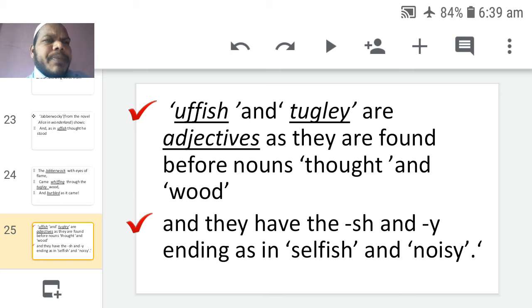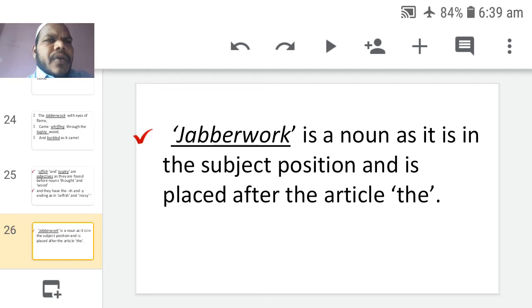us to identify the word and its part of speech, whereas Jabberwock is a noun as it is in the subject position and it's placed after the article "the". Usually, nouns take the position of subject and are placed after the article "the".